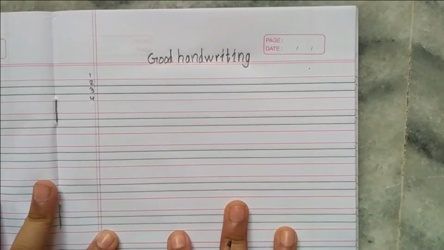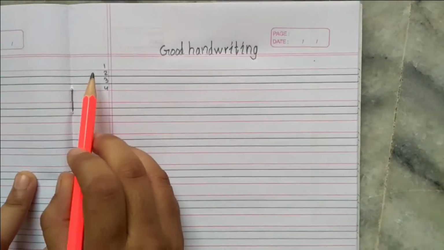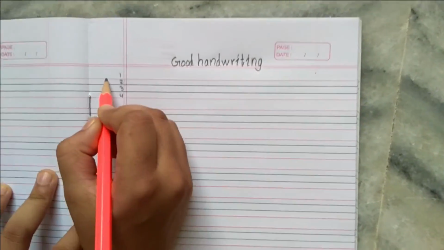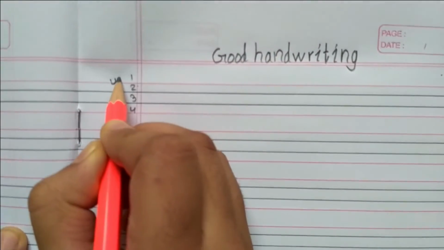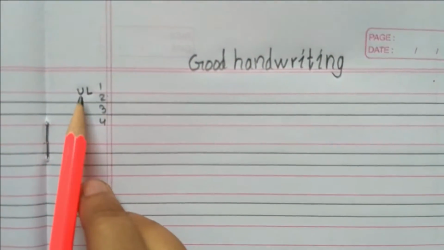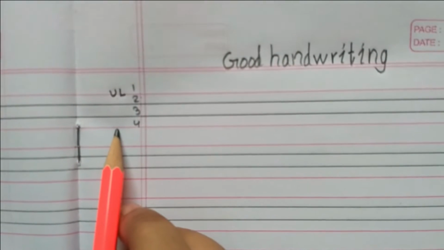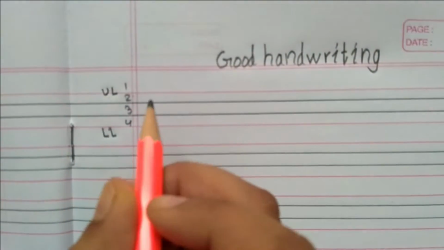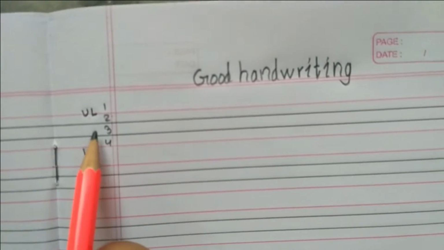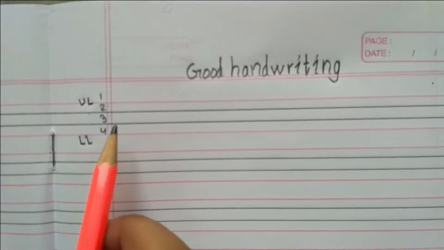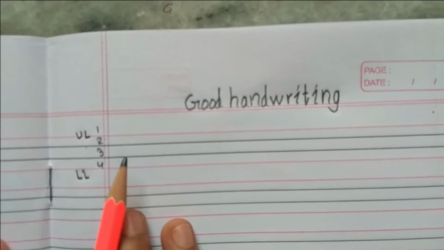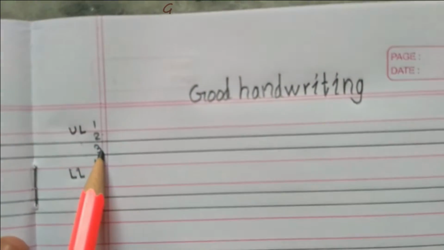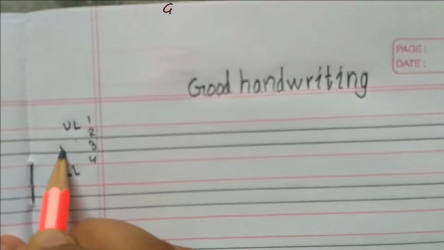These are the four lines. The first line is known as the upper line. I am writing in shortcut. And the last line is known as the lower line. This is the last line. And these two also have their individual names. The third line is known as the baseline.